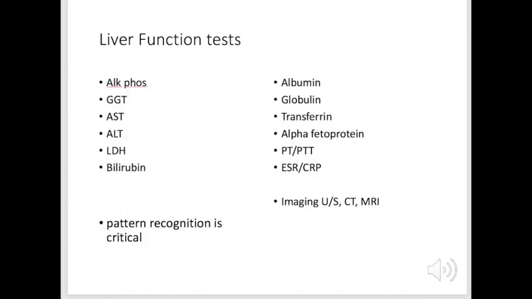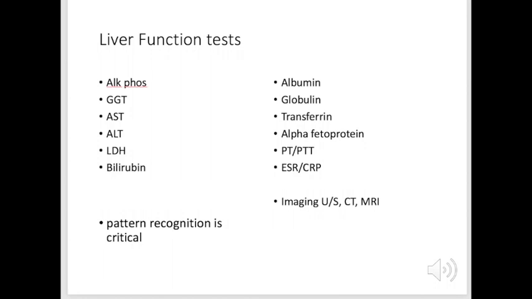So we look at liver function tests. We're looking at serum enzymes. So we have ALK-Phos, which increases with biliary obstruction or cholestatic hepatitis. We have gamma glutamyl transpeptidase, and that also increases with that biliary obstruction and cholestatic hepatitis.